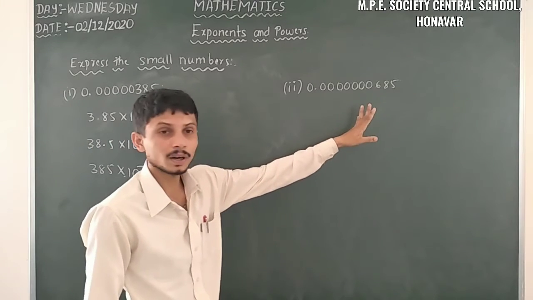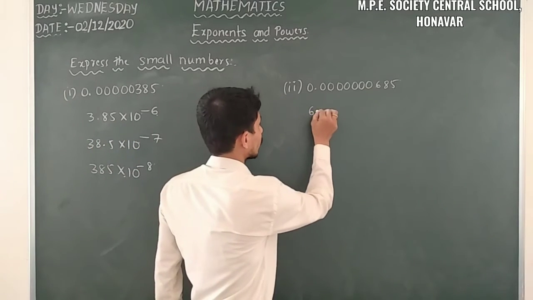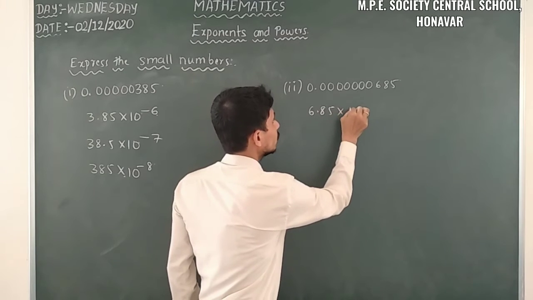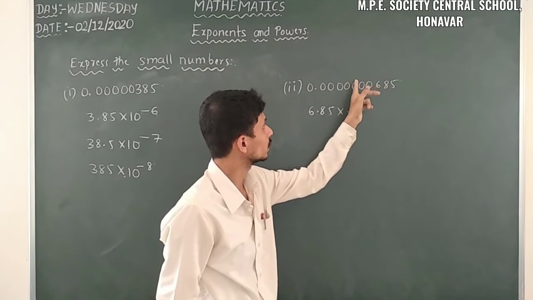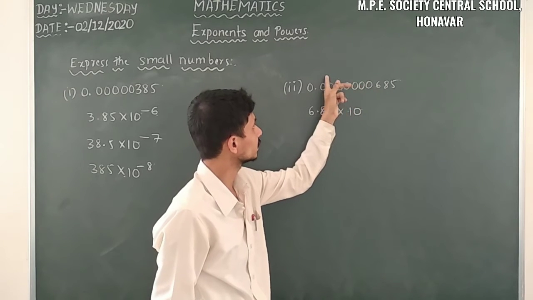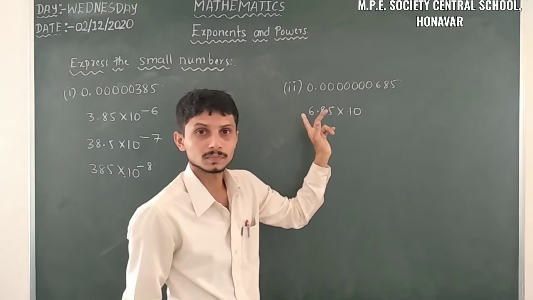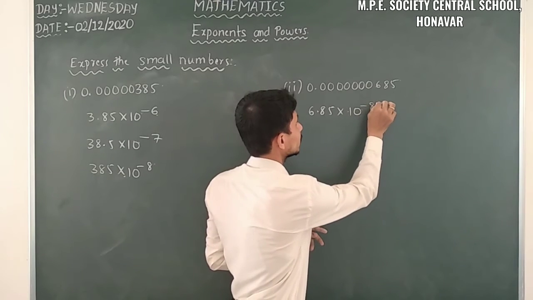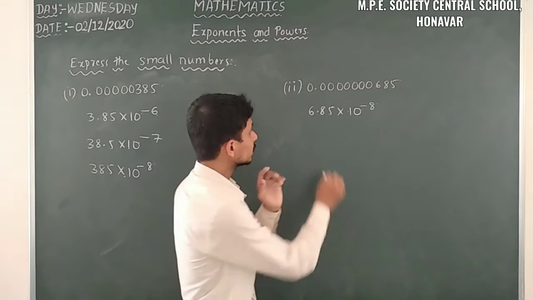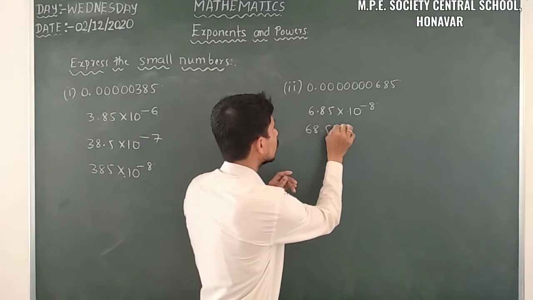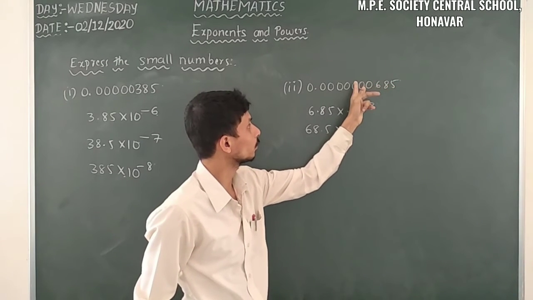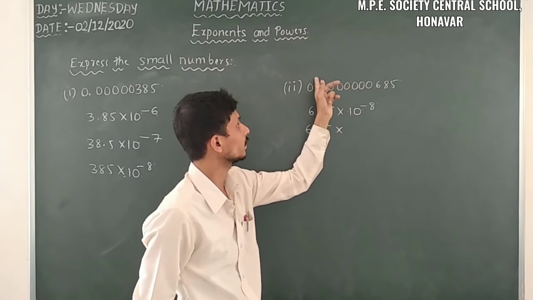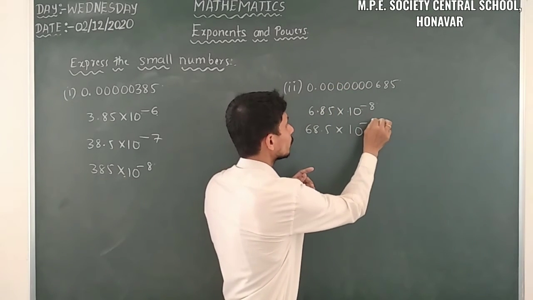Here we want 6.85, into 10 raised to. Here we have to take 1, 2, 3, 4, 5, 6, 7, 8. So that means 10 raised to minus 8. Then if you want 68.5, from here we have to start: 1, 2, 3, 4, 5, 6, 7, 8, 9. That is 10 raised to minus 9.